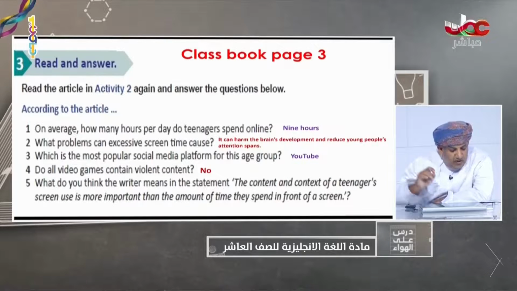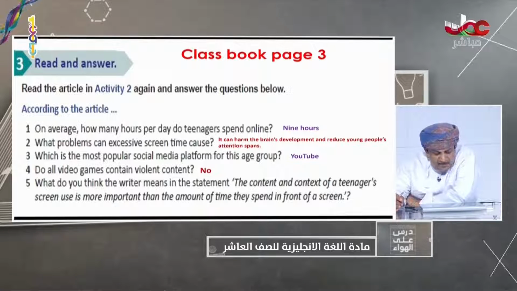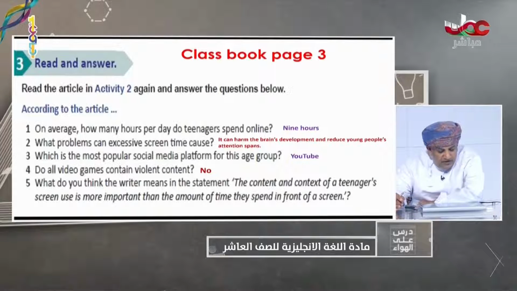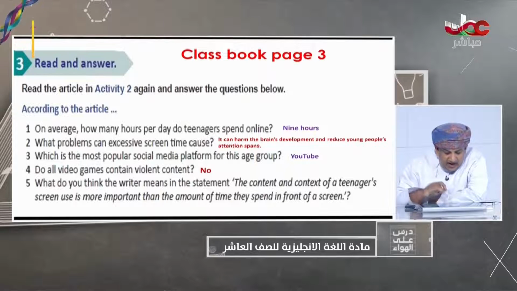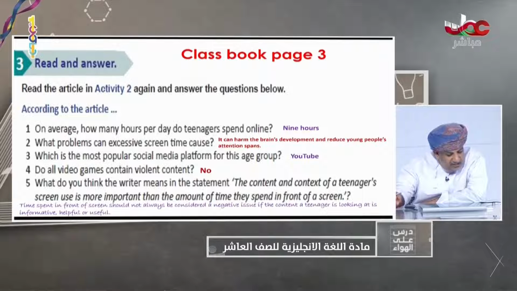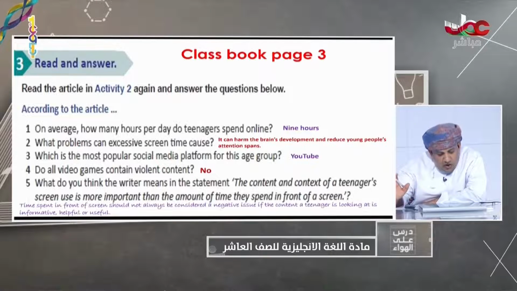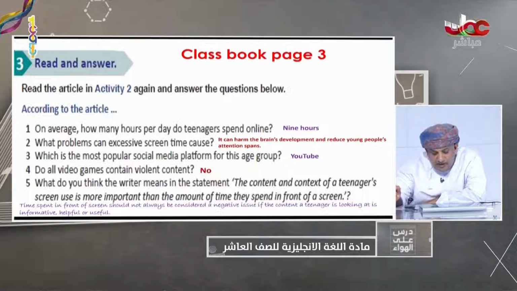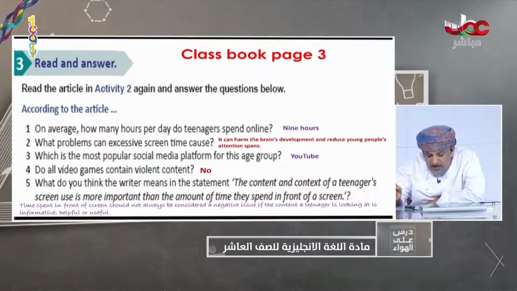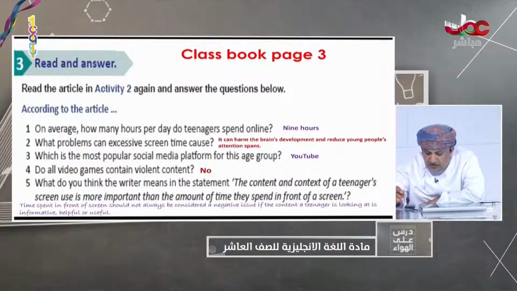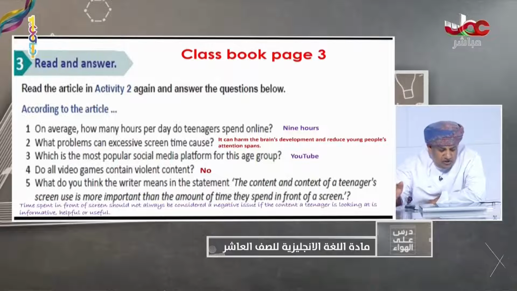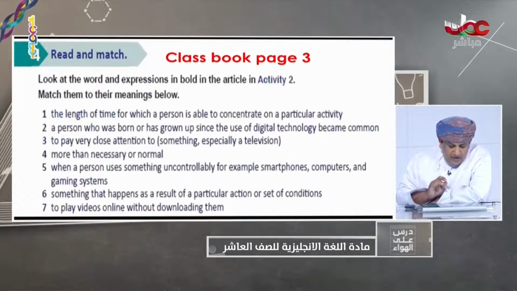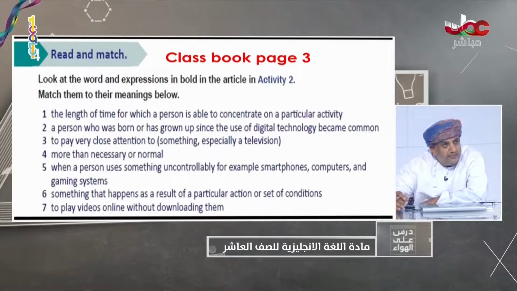The last one, what do you think the writer means by the statement, the content and context of a teenager's screen use is more important than the amount of time they spend in front of a screen? I think he means time spent in front of a screen should not always be considered a negative issue. If the content a teenager is looking at is informative, helpful, or useful, it should not be negative all the time. So now let's look at question number 4.